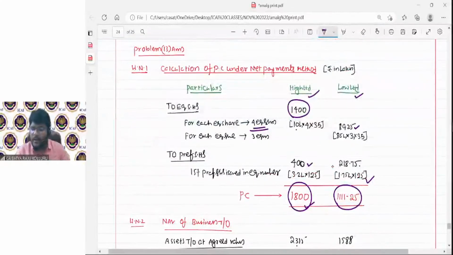Clearly you can check, but don't multiply with 35, multiply with 10 rupees face value. Over the face value, 25 rupees you should show in the securities premium. Similarly, coming to preference share capital, only multiply with 100. Over the face value, 25 rupees per share you should show in the securities premium.